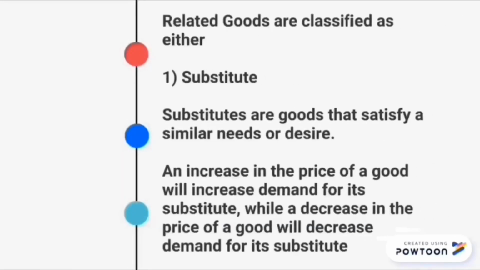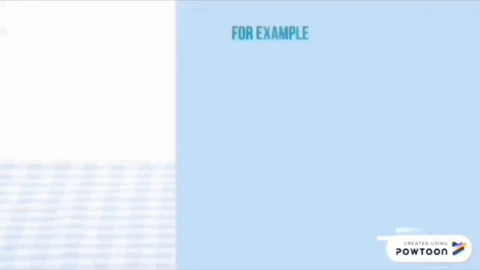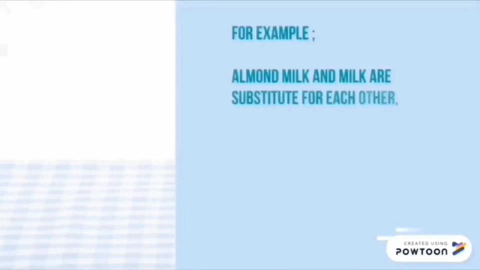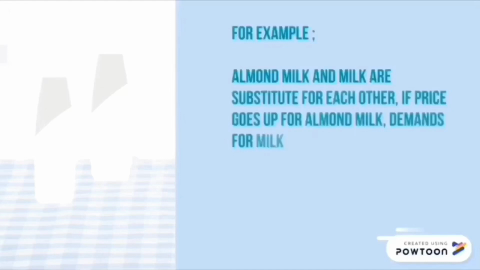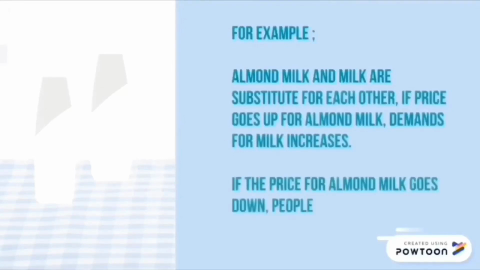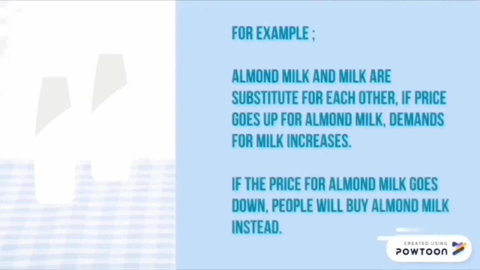Substitutes are goods that satisfy similar needs or desires. An increase in the price of a good will increase demand for its substitute, while a decrease in the price of a good will decrease demand for its substitute. For example, almond milk and milk are substitutes for each other. If the price goes up for almond milk, demand for milk increases. If the price for almond milk goes down, people will buy almond milk instead.